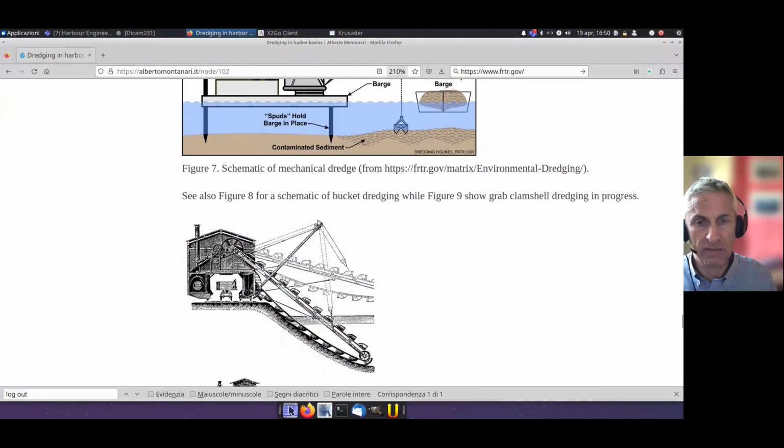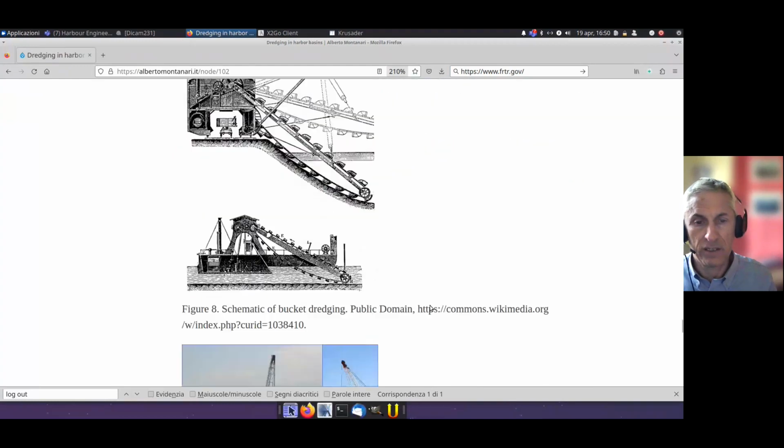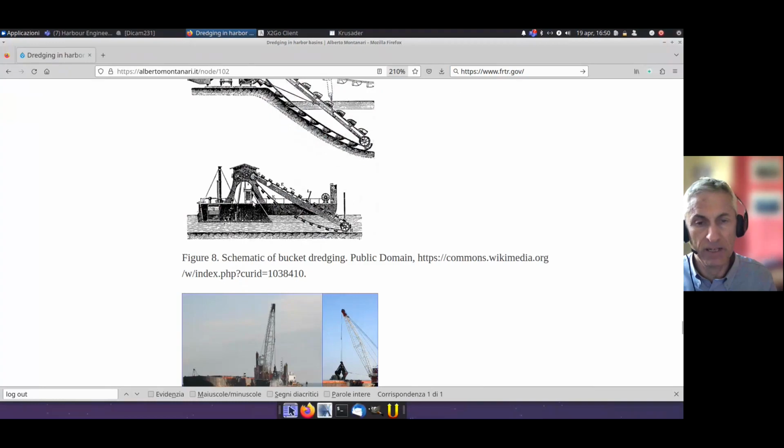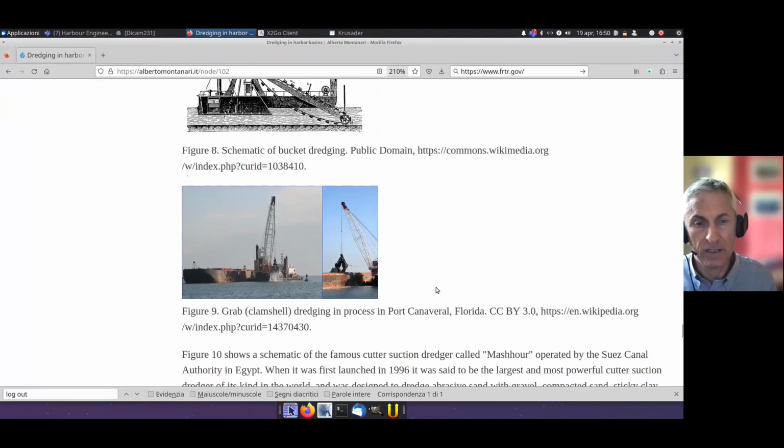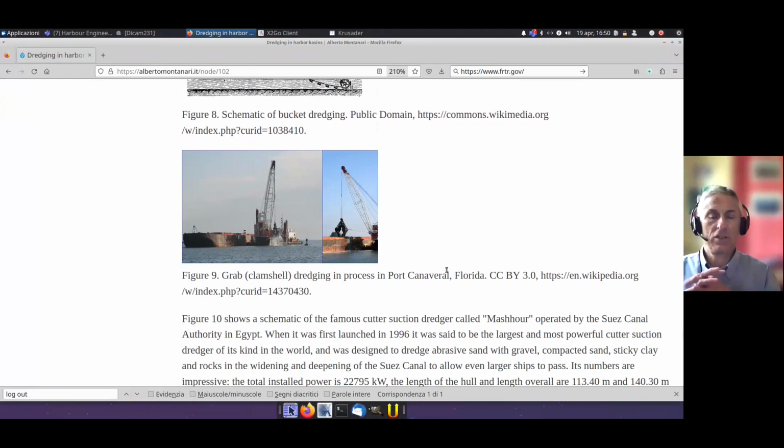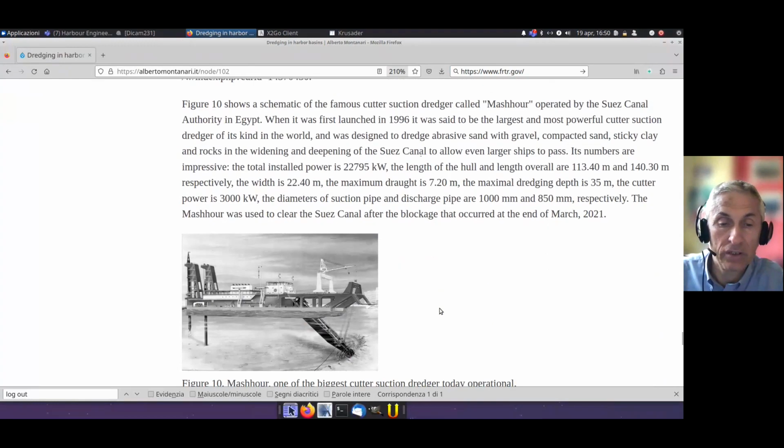This is a schematic of bucket dredging. Here you see again bucket dredging, and this is instead a picture of a clamshell that is working in order to dredge from the bottom of the sea. You see that it's operating from a barge and putting the muds on board. It is interesting to look at this figure.